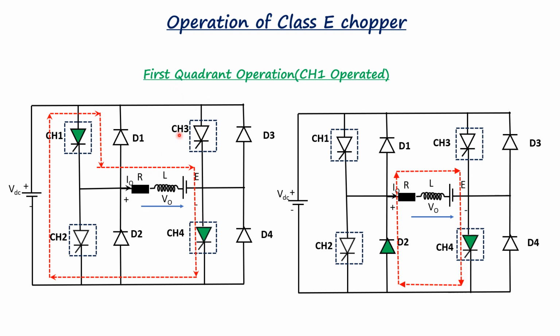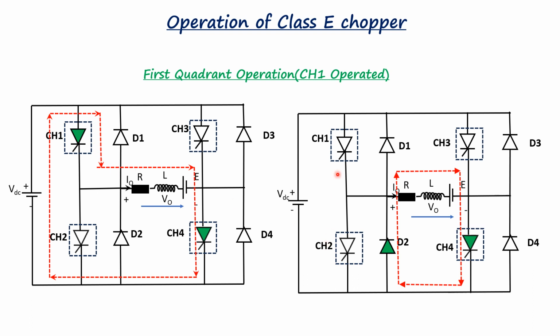So this is the circuit diagram for the first quadrant operation where chopper 1 is operated. Here if you look at the circuit, chopper 1 is operated and chopper 4 is on, while keeping chopper 3 and chopper 2 in the off condition. The load is directly connected to the source VDC. So you can say that the output voltage across the load is equal to the source voltage VDC. You can also note the load current which flows from the source to the load, as shown by this red arrow line.